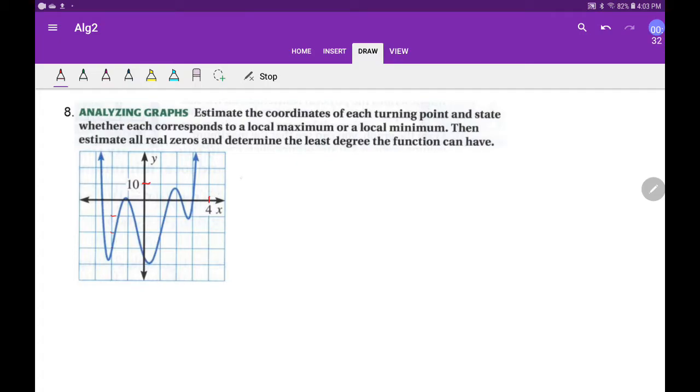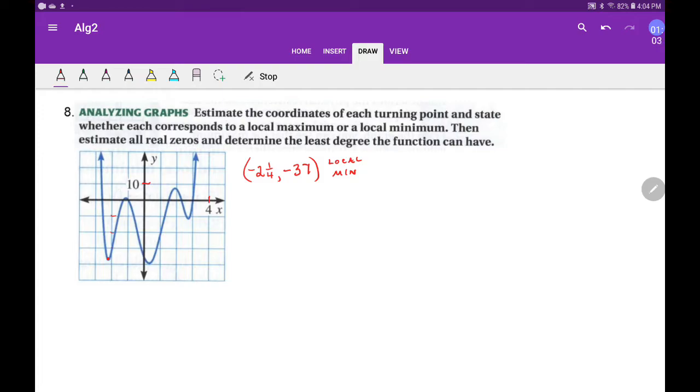So it looks like this first one is going to be negative 2 and a quarter, I'd say. And down here on the y-axis, let's say negative 37, because we're going by tens. And I would say that's a local minimum. Okay.